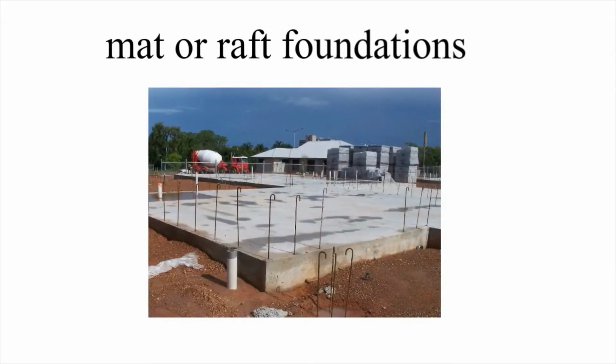Mat foundations, also known as raft foundations, consist of thick reinforced concrete slabs covering the entire area of the bottom of the structure. They are used for soils with low bearing capacity, vulnerable to subsidence.